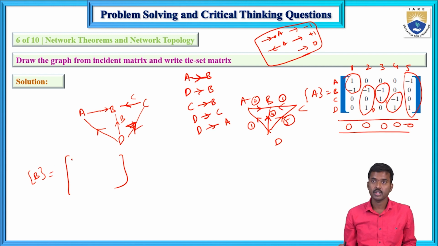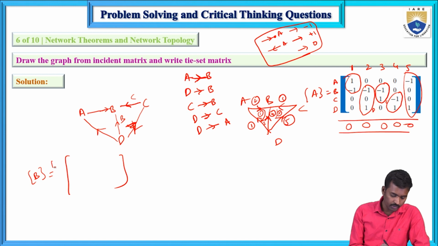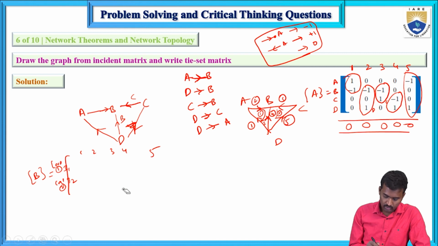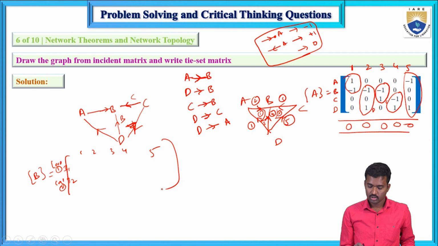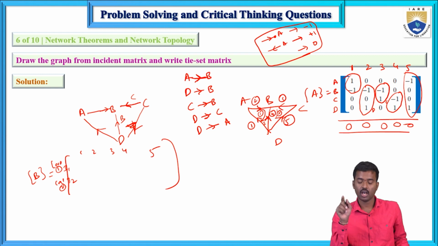So number of loops in the given graph. Here total how many loops? Loops 1 and 2 in clockwise direction, with loop currents I1 and I2. So loop 1 current I1 and loop 2 current I2, and branches 1, 2, 3, 4, 5. Total how many branches? Total 5 branches. So here this is loop 1. The loop current direction is always clockwise.